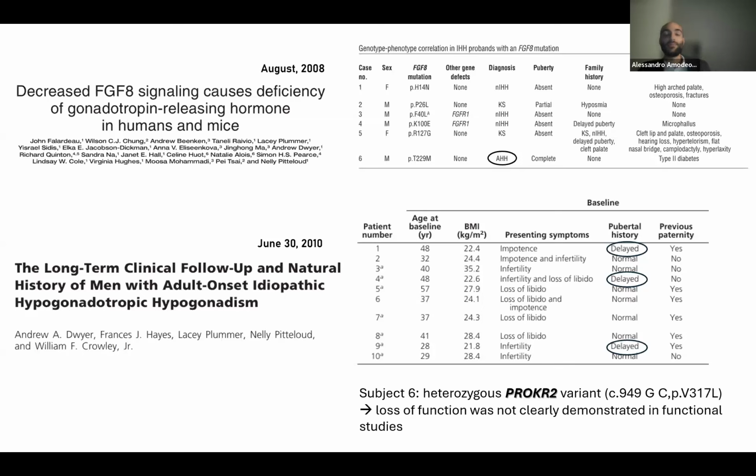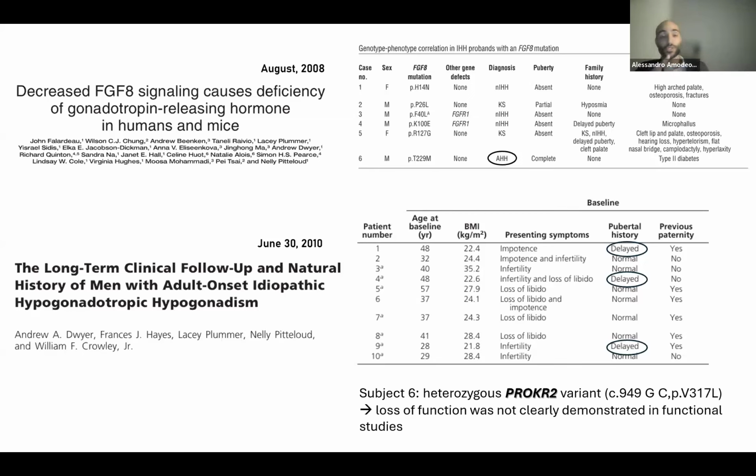I show you two studies by the group of Boston. They described in 2008 a heterozygous variant of the FGF8 gene, which is associated with congenital hypogonadotropic hypogonadism, in a male patient who developed an adult onset hypogonadotropic hypogonadism with a complete and spontaneous pubertal development.